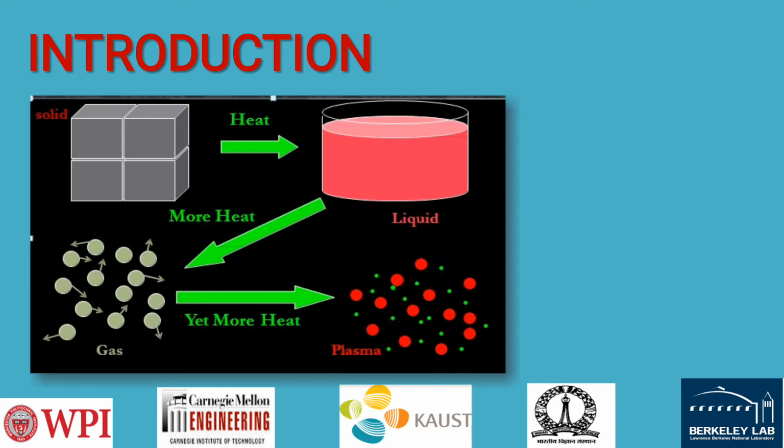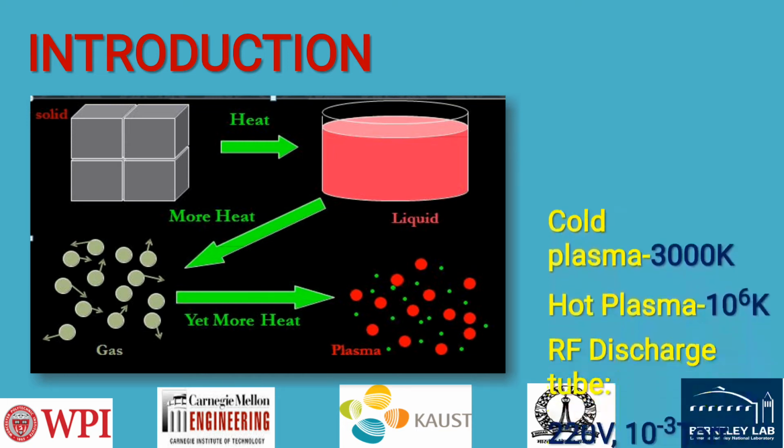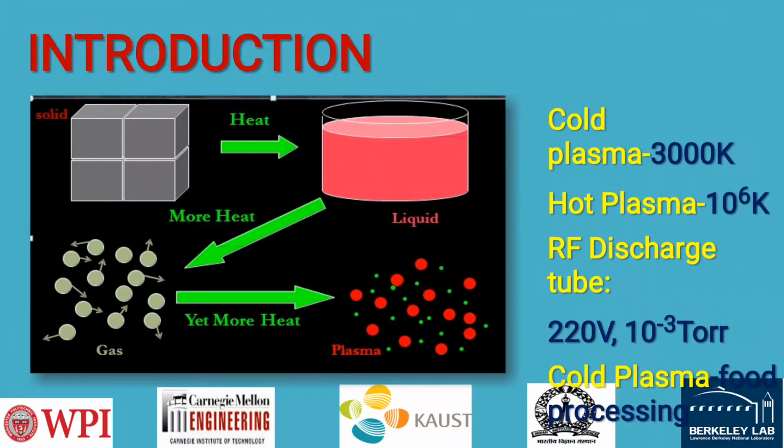You can see clearly how the transformation takes place from the solid state to the plasma state. Here you have a block of crystal. When you melt it, it becomes liquid, then when you heat it further, it becomes ions and gas molecules, then plasma. We have two types of plasma: cold plasma, at around 3000 Kelvin, and hot plasma, at around 10 to the power 6 K.